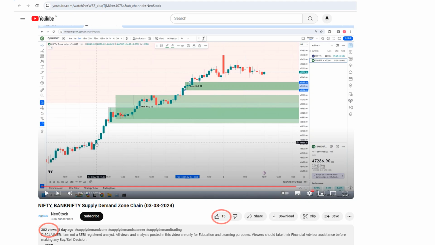Why am I drawing high liquidity zones on the charts? Because they are the real support and resistance levels. They are very hard to break.